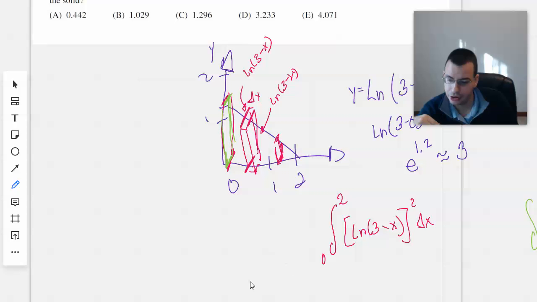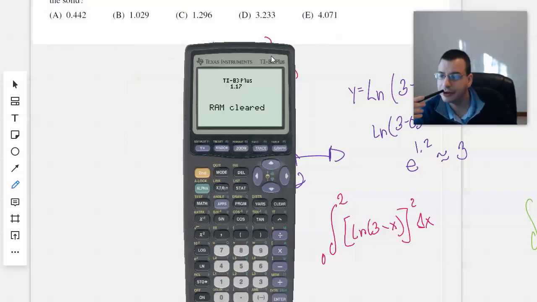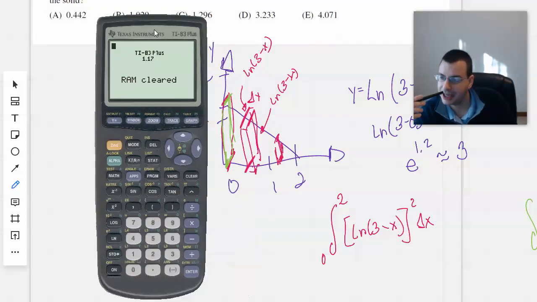So, using our trusty calculator, huzzah! There we go. TI-83 Plus. I hate these calculators. I know, they are a marvel of science. Okay, so we could just plug in. I'll do a parentheses, maybe a natural log, 3, a negative, an alpha, an x. Another parentheses, and a square.